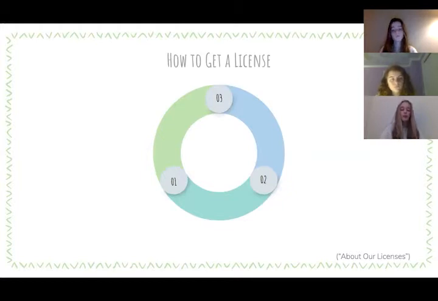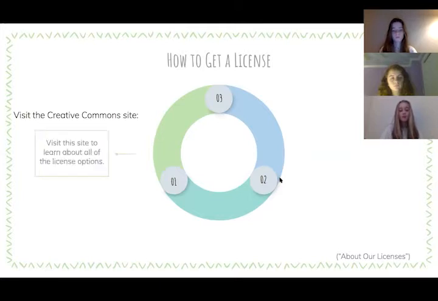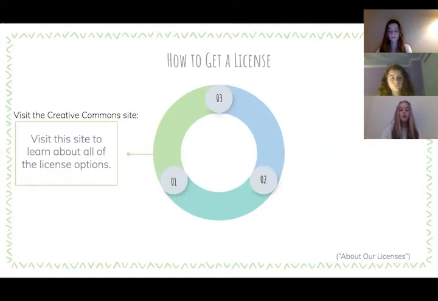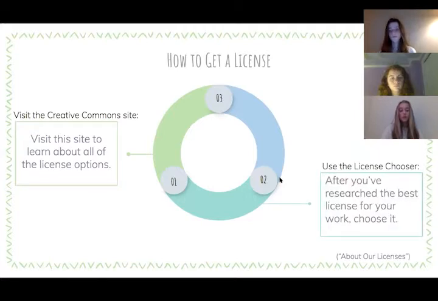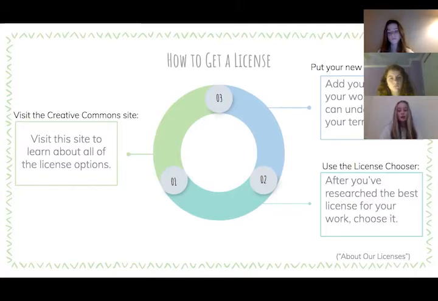How to get a license. First, you'll want to visit the Creative Commons site. Here you'll be able to learn about all of your licensing options. Next, you'll want to use the license chooser, but if you already have one in mind, that's fine too. So after you've researched the best license for your work, you'll want to choose it. And lastly, you want to put your new license to work. Add your license to your work so others can understand your terms.